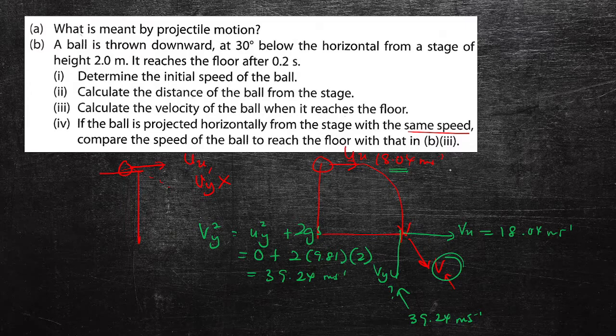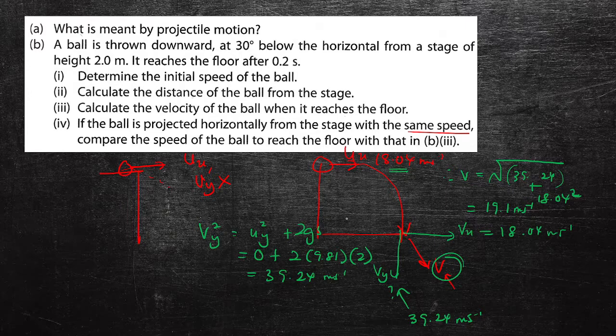Okay, now we're going to find how much is the v. So we have to use Pythagoras. V equals the square root of 39.24 squared plus 18.04 squared. Okay, so this is already squared actually. Okay, and V will be equal to 19.1 meter per second.